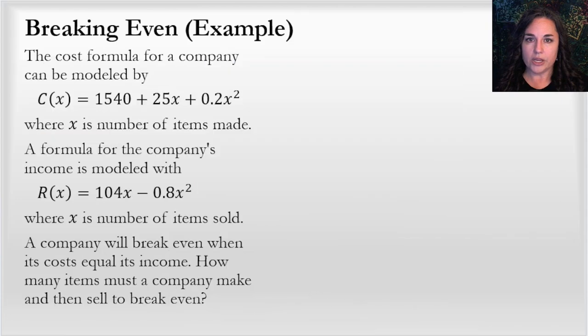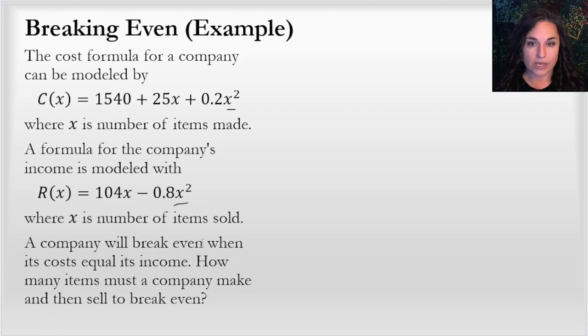Another one in here is the breaking even example. It says the cost formula for a company can be modeled by, so this is a cost. That's how much it costs the company to make X number of items. The formula for the income, the revenue, usually this is R for revenue, they're calling it income, but revenue is this equation. I'm going to note both of them are quadratic equations. It says a company will break even when its cost equals its income. How many items must the company make and then sell to break even?